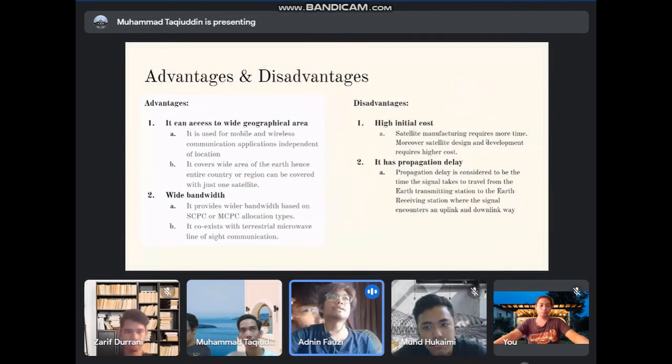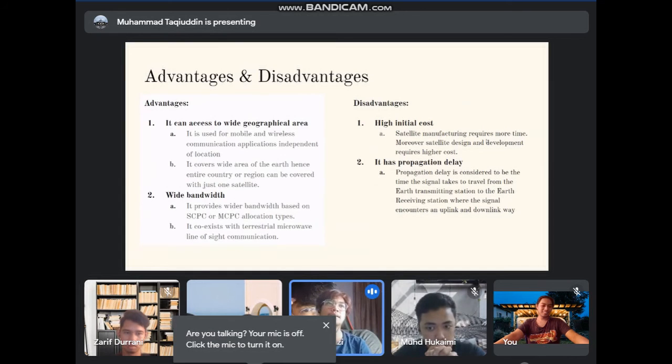As for the advantages and disadvantages, the first advantage is access to a wide geographical area, just like TAQIUDDIN explained just now. It is used for mobile and wireless communication applications independent of location, so it doesn't matter where, you still have the signal. It covers a wide area of the Earth, hence an entire country or region can be covered with just one satellite. The second advantage is wide bandwidth. It provides wider bandwidth based on SCPC or MCPC allocation types. It coexists with terrestrial microwave line of sight communication.